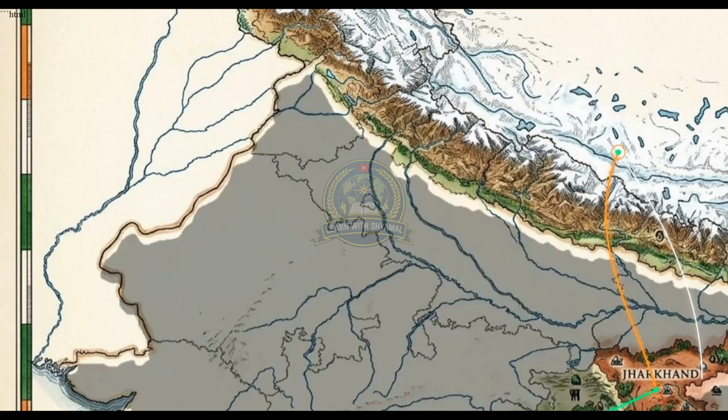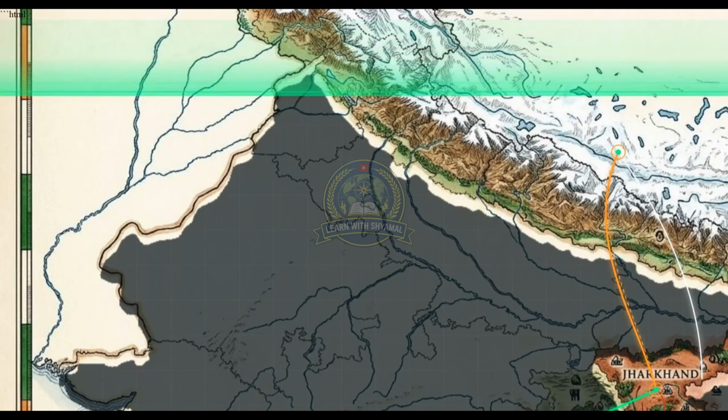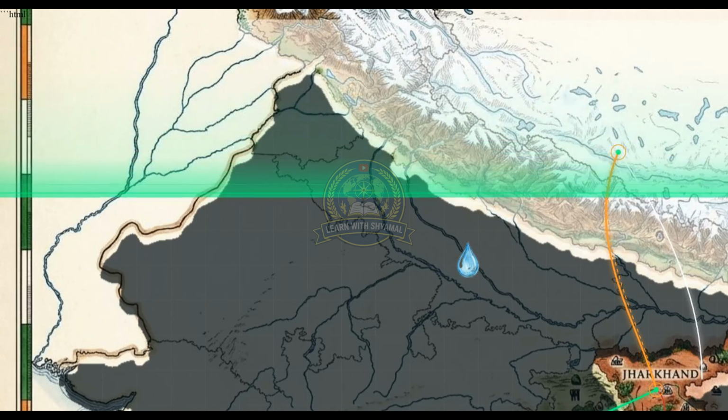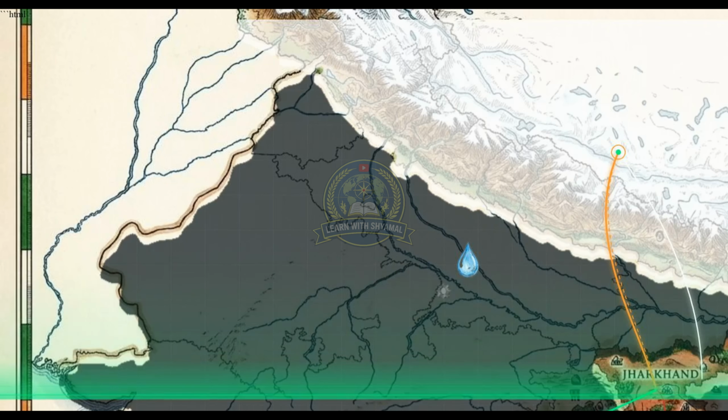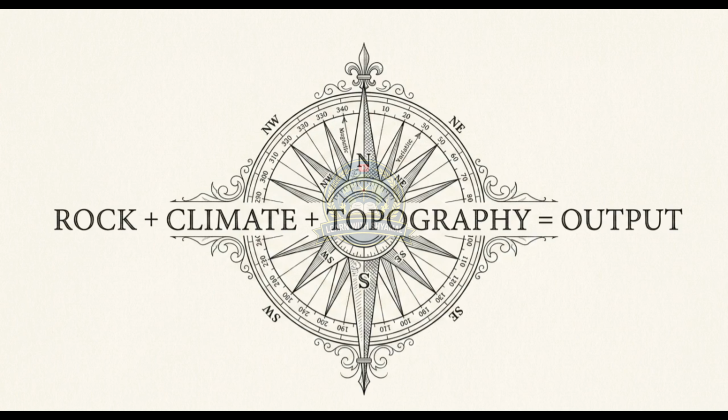The geography of India's resources follows a specific physical logic, where every state and every yield is a predictable consequence of rock, relief, and rainfall. Understand the inputs, and the answers map themselves.